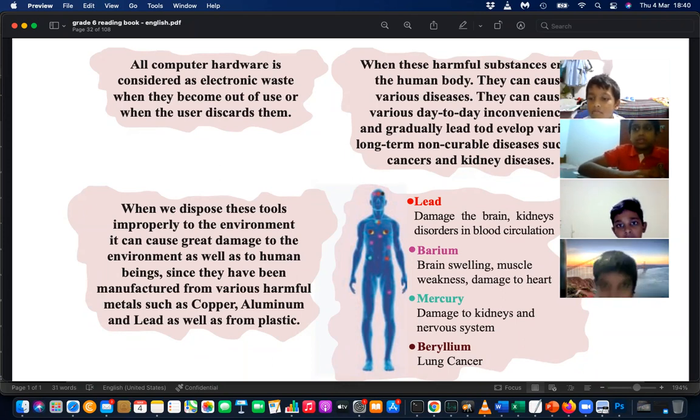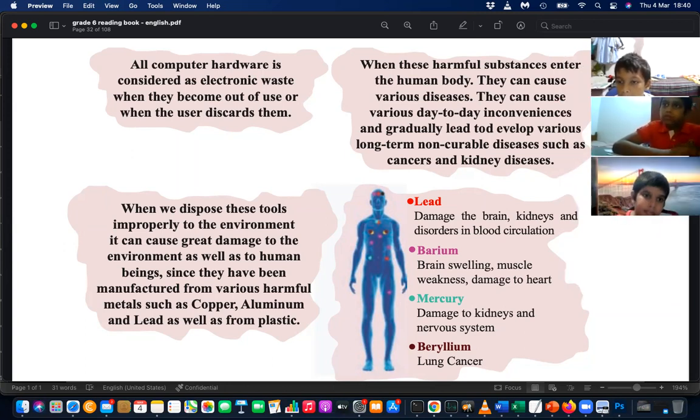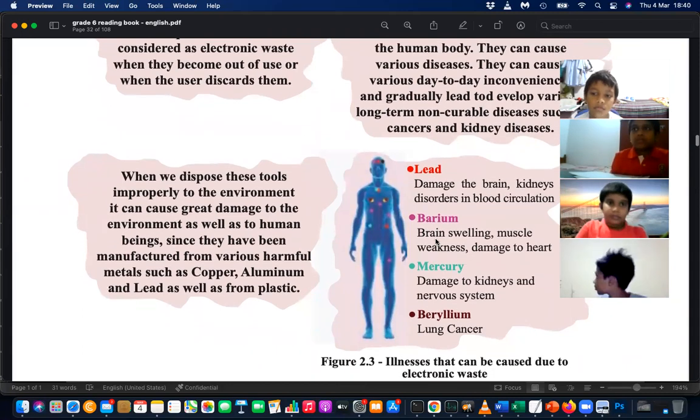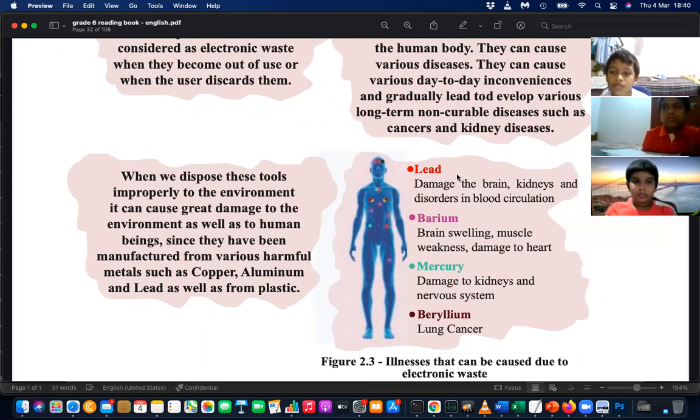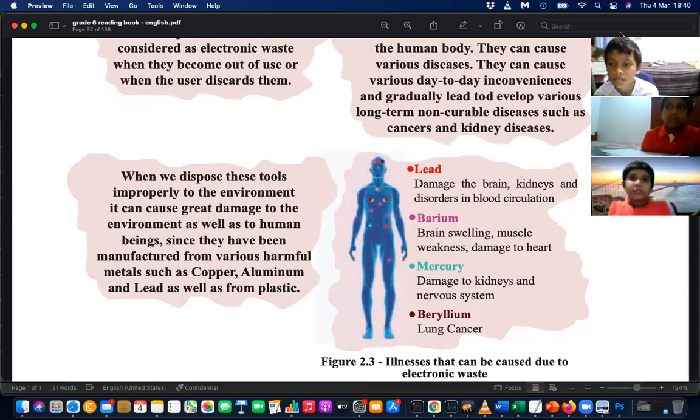We want to give it to a recycling company. Yes. We cannot recycle computers because we don't have those facilities. Because those contain lead, barium, mercury, beryllium. These are some metals or compounds which can damage our biological systems, including our health, or maybe plants or animals.